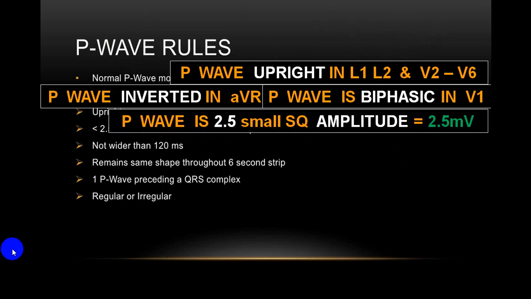P wave amplitude is 2.5 small squares in height and 2.5 small squares in duration. So the P wave is a smooth dome-shaped curve. Amplitude is never more than 2.5 and duration is never more than 2.5 small squares, which comes to around 0.1 seconds, while amplitude will be 2.5 millivolt.